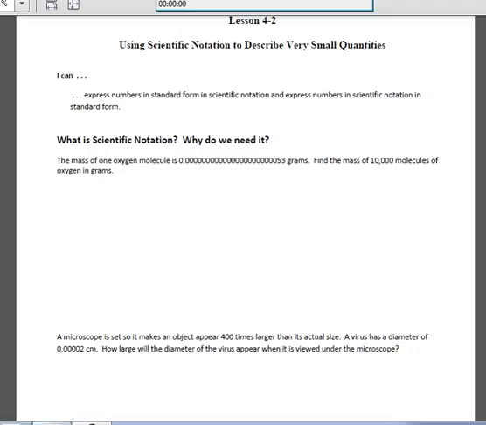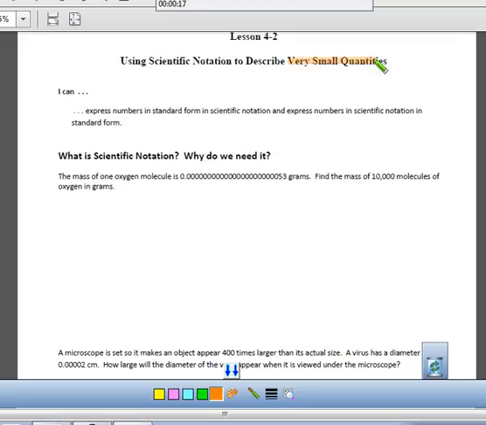This begins on page 6 in your notes packet, and this is using scientific notation to describe very small quantities. So we're dealing with super small numbers. Our learning target: I can express numbers in standard form in scientific notation, so take them from standard form and write them in scientific notation, and express numbers in scientific notation in standard form. So going the other way around. What is scientific notation? Why do we need it?